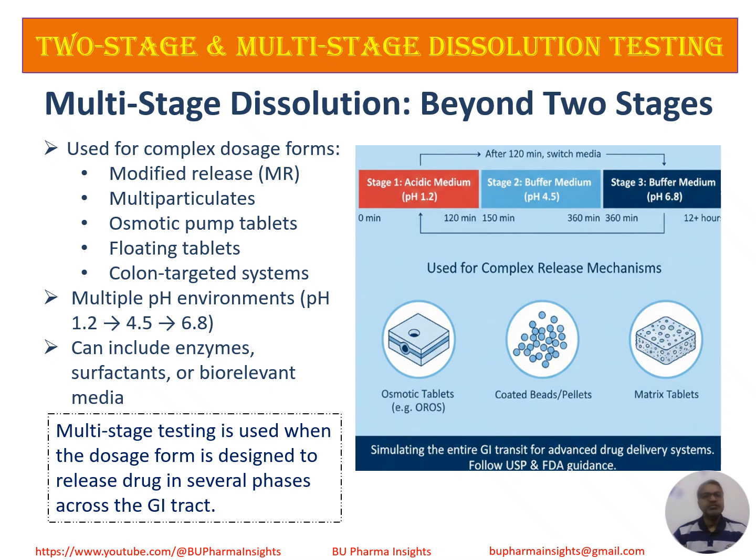Colon-targeted dosage forms often require multi-stage dissolution testing. For example, pH 1.2 to pH 6.8 to pH 7.4 with extended exposure time. This approach is used when a product is designed to release drug in multiple phases as it moves through the GI tract. Multi-stage testing ensures the formulation performs exactly where and when it is intended to release.